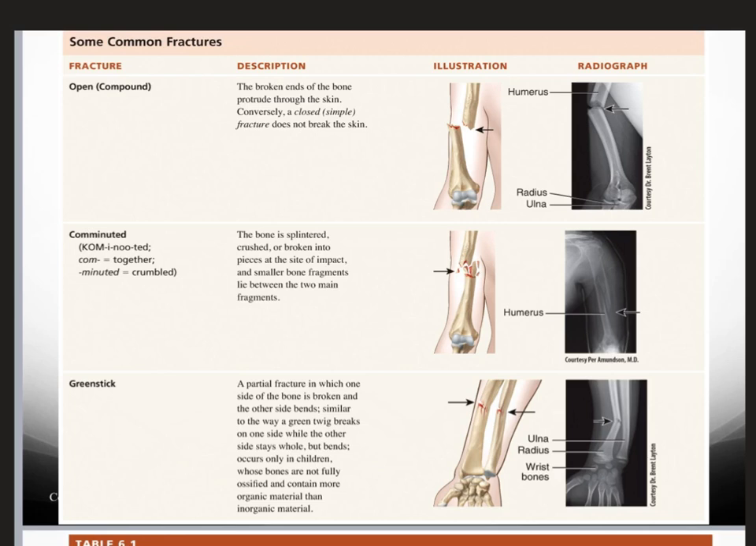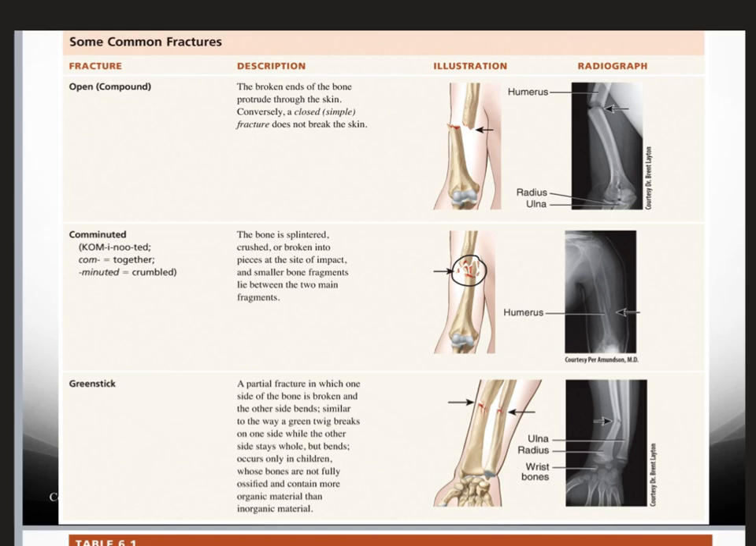So the first one is called an open or compound fracture. As you can see from the picture, it's when the broken ends of the bone break through, protrude through the skin. The next is a comminuted fracture. This is when the bone is splintered. You can see all the splintered portions of the bone. It can be crushed or broken into pieces at the site of impact, and smaller bone fragments lie between the two main fragments. Typically, we need surgery to remove or clean that affected area because of all those crushed or broken fragments.